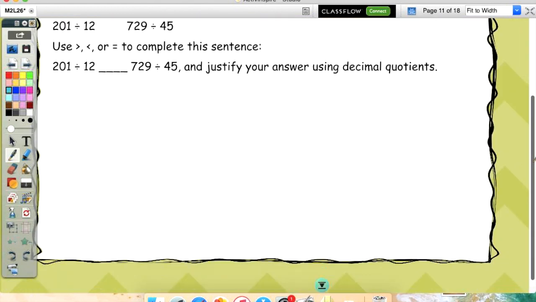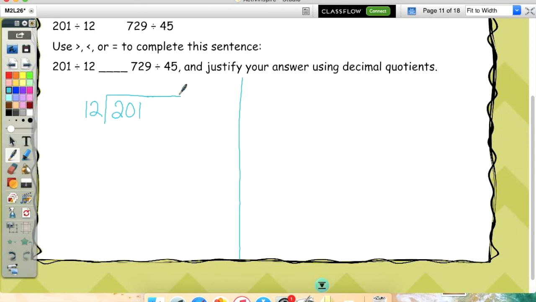So here's what I'm going to do. I'm going to pause it. We're going to do both. Draw a line down the middle. 201 divided by 12. Okay? We'll do it without estimating. It'll make it go a little faster. So I already know it's going to probably have a decimal, but I'm going to wait.